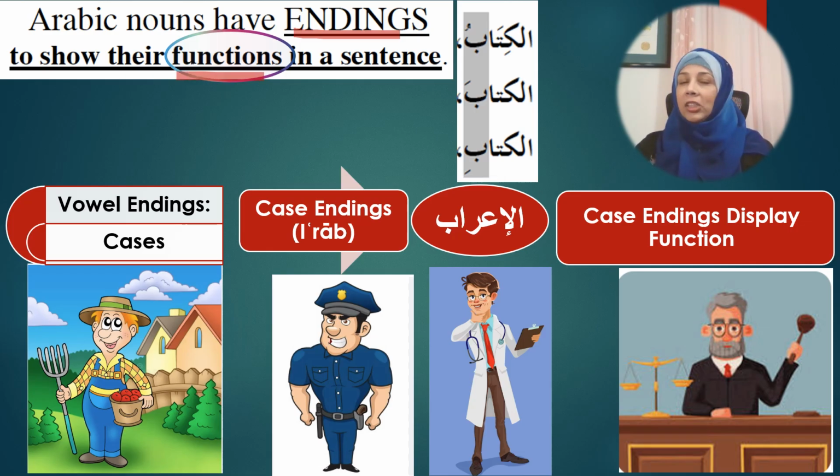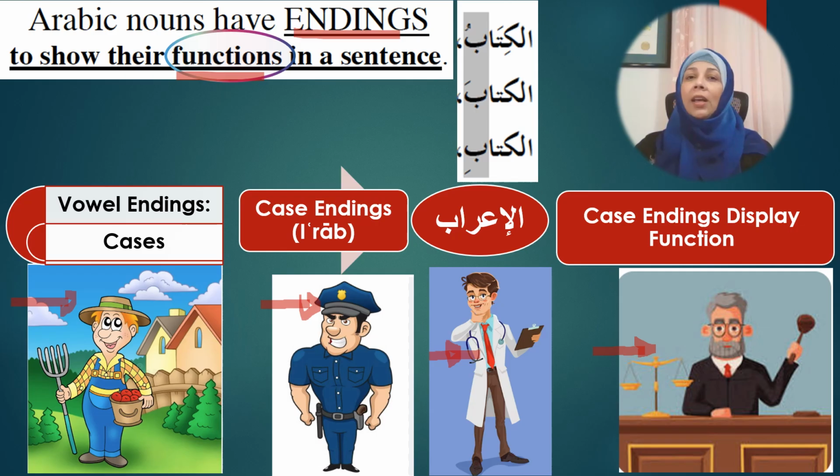In order to understand this better, I want to give you an example with these pictures below. The hat of this man tells you his function as a farmer. The hat of this man tells you his function as a policeman. And here, this man's white coat jacket tells you his function as a doctor. And here, the black jacket worn by this man tells you that he is a judge.